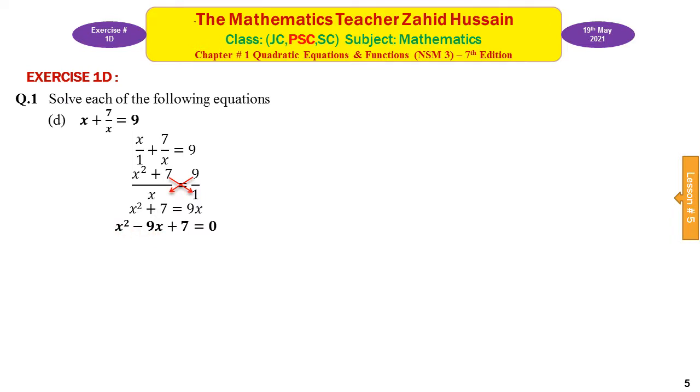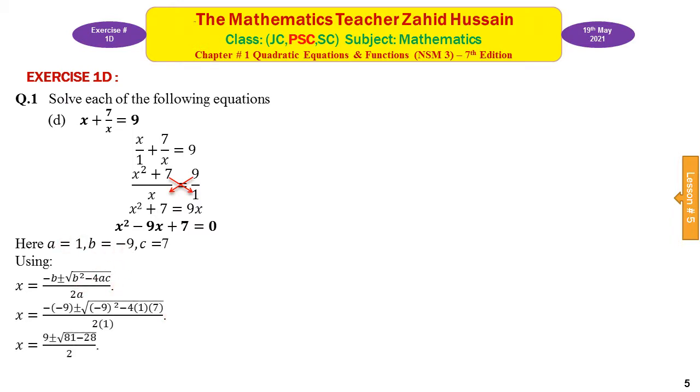For the quadratic formula we need the values of a, b and c. The value of a is 1, the value of b is minus 9, while the value of c is 7. Use the formula, which is x is equal to minus b plus minus square root of b square minus 4ac over 2a. This formula is called the quadratic formula. Use these values in this formula and simplify to get the final answer. So these are the two values of x, written correct to three significant figures: 8.14 and 0.860.